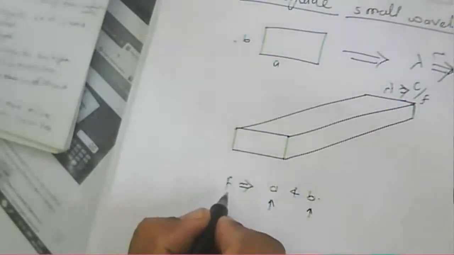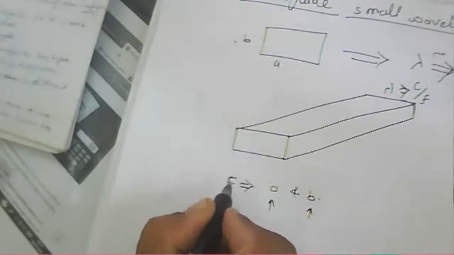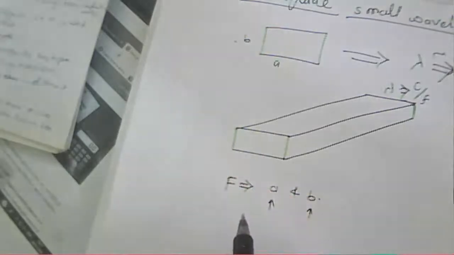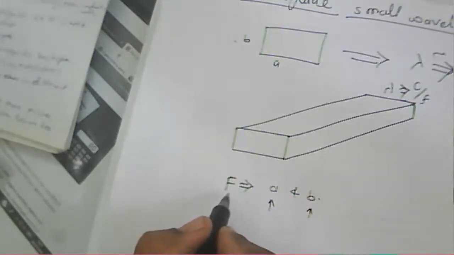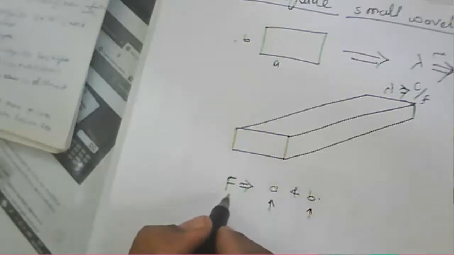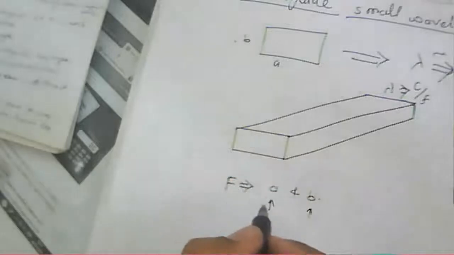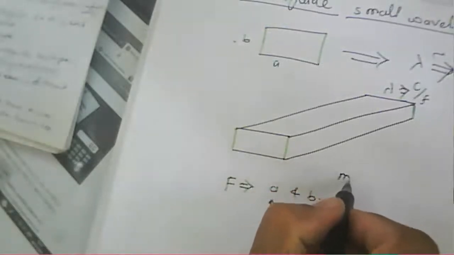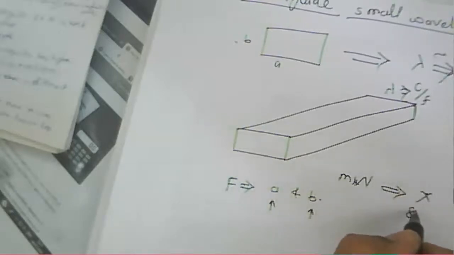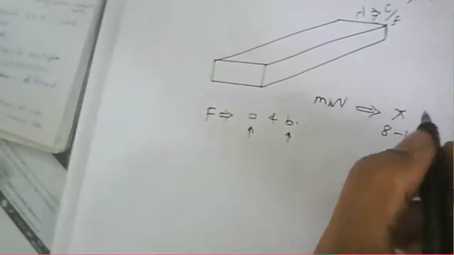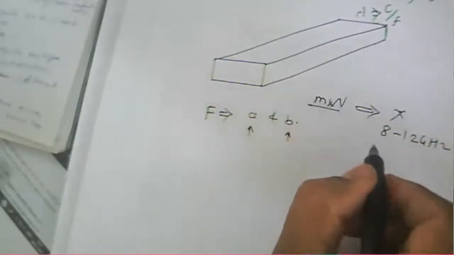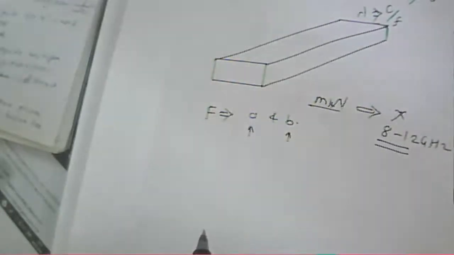And then we can say that a frequency is propagating through this guide, means wave is propagating through the guide. So that guide frequency is depending upon the size of A and B. Generally, for a microwave, we say that it is operating in the X band. X band is what? 8 to 12 gigahertz. So your waveguide is to be operating in this particular specific band of frequency.